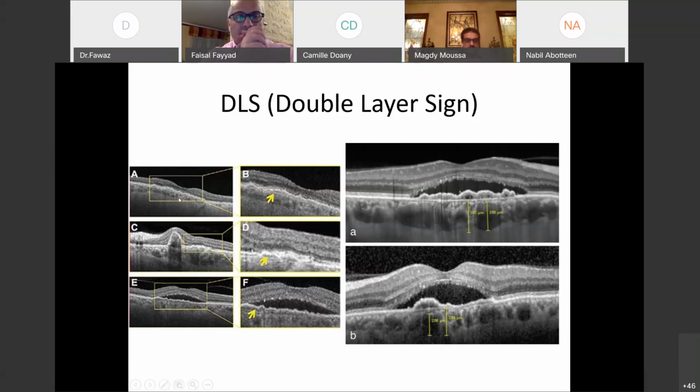And if we return back to these cases, this is actually a case of occult CNV. And also in this case, there is an occult CNV. And this case of the CSR, there is also an occult CNV. So we need to pay attention that some minimal changes sometimes need to be looked at very carefully.